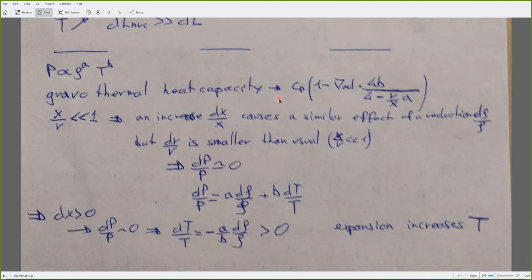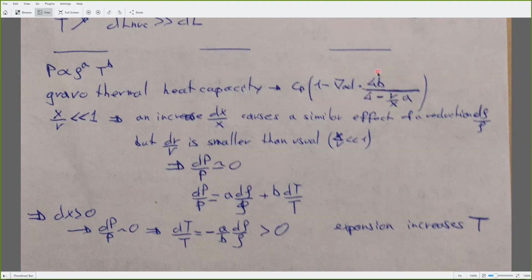That is a characteristic of stars: when the gas compresses itself, the temperature arises. The formula of the gravothermal heat capacity is this one, the heat capacity at constant pressure, and you see it depends on the adiabatic gradient and the exponent.